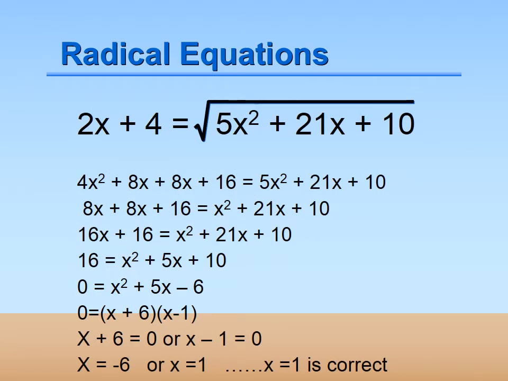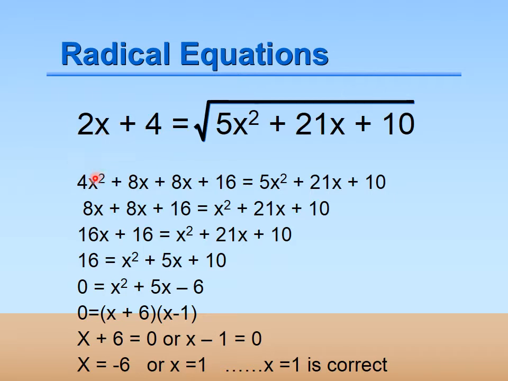All right, let's do this problem. So in this problem, your radical is already isolated, which is nice. It just means that you have to square both sides. But when you square both sides, you are going to have to put the left-hand side, 2x plus 4, into your box method. You have 2x plus 4 on the top and 2x plus 4 on the side.